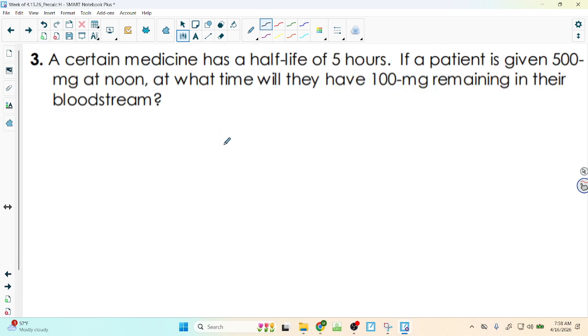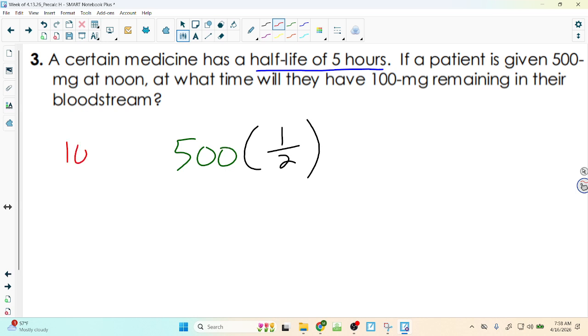This is the half-life, I think. And half-life tends to be sometimes confusing for people. So the half-life is 5 hours. They were given 500. I'll use green for start, like green means go. And now we're going to take half of that. We want to know at some point they're going to have 100 milligrams in the end. So we also have that.